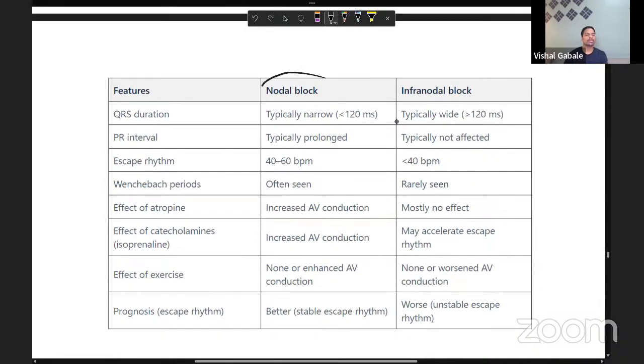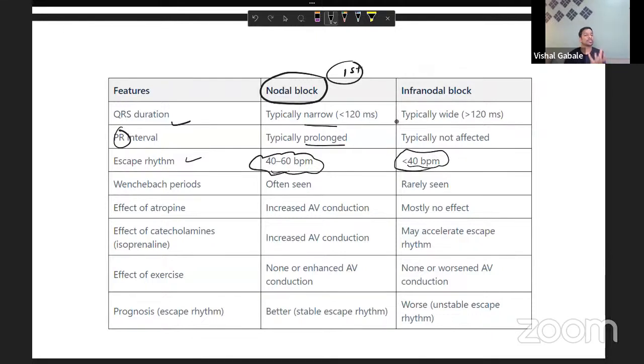So nodal block is something like your first degree heart block. Okay, here you can see QRS duration is narrow and PR is prolonged. Escape rhythm is 40 to 60 beats per minute, so that means this many waves are getting passed. Here escape rhythm is less than 40 beats per minute. Why? Because these are the contractions produced by the Purkinje system itself. As you know, the Purkinje system itself has the power of contraction. All right, so less than 40 beats per minute. Then Wenckebach's period is often seen in the nodal block, typically Mobitz type 1.